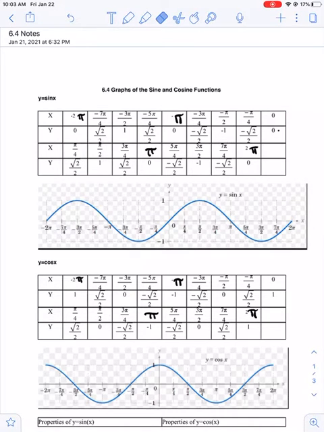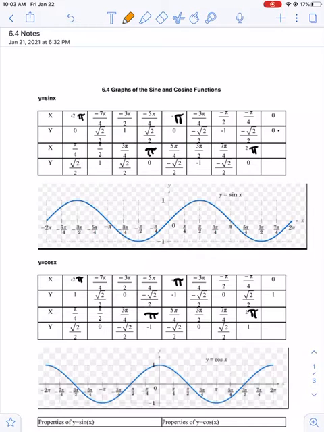Hey y'all, so today we're going to be looking at graphing the sine and cosine functions. And so the first thing we want to look at is how do we get the points on the graph to make the graph. So we're going to look at our unit circle and figure out what does the sine equal at each point. And remember, sine is your y value.